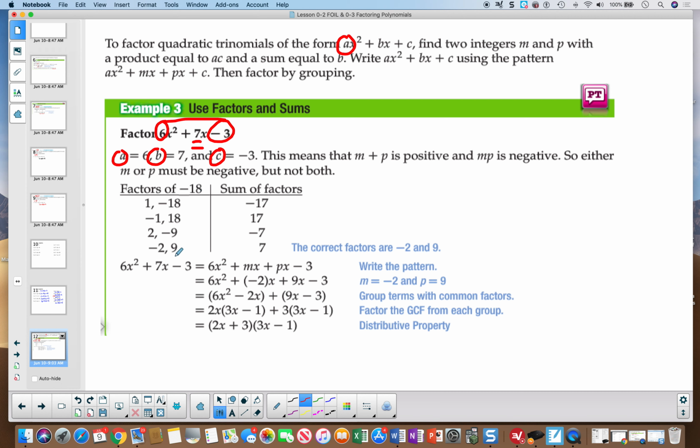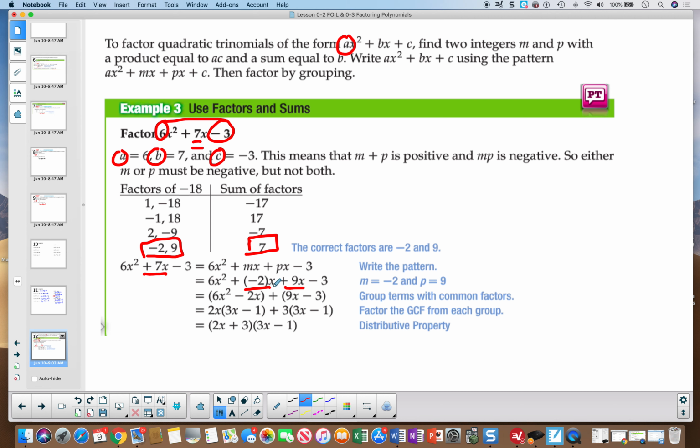And this is going to happen when we work with negative 2 and 9. And when we add them together, we're going to get the 7. So these are the terms we want. Now, there's a little bit more to do on this type of problem. What we're going to do is take the positive 7x and write it as negative 2x and positive 9x. So what we're taking is the middle term and we're rewriting it. And then we're going to factor by grouping.